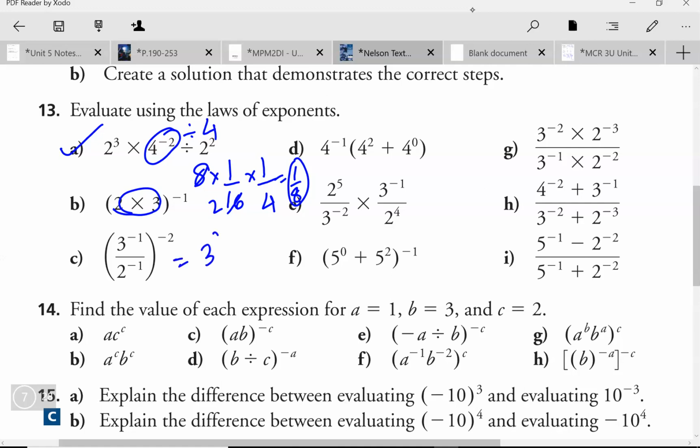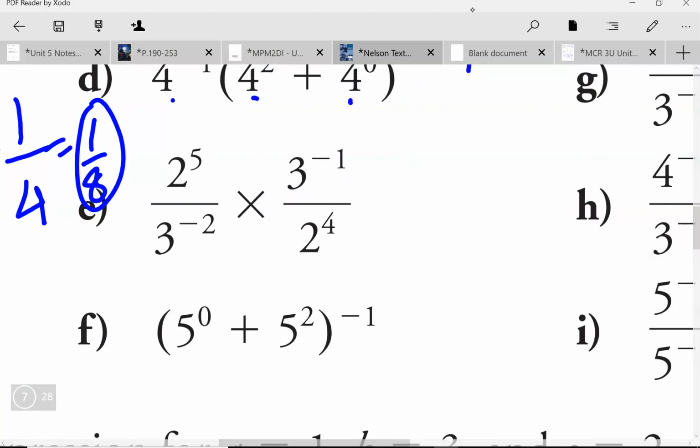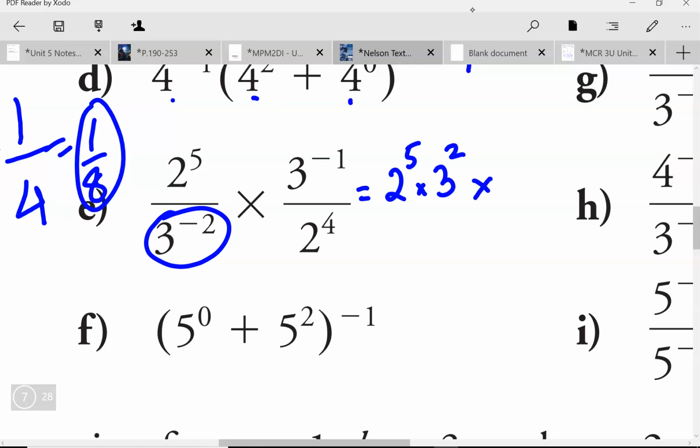Again, here the best bet would be to do this first, which is just 9 over 4. This is 1 over 4 times 16 plus 1, which is 17, which is 17 over 4. Here, because everything is multiplication, again, we can do some simplification without getting involved with too many fractions. 2 to the power of 5 divided by 3 to the power of negative 2. I have 2 to the power of 5. I'm going to move this 3 to the numerator, make it positive. Here I'm going to move this 3 to the denominator, make the power positive.